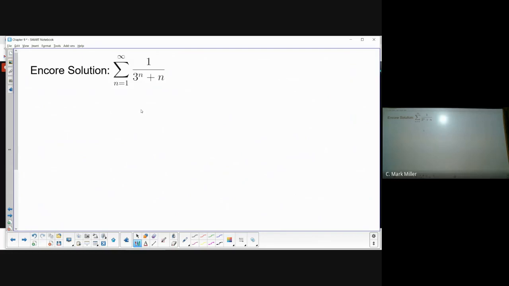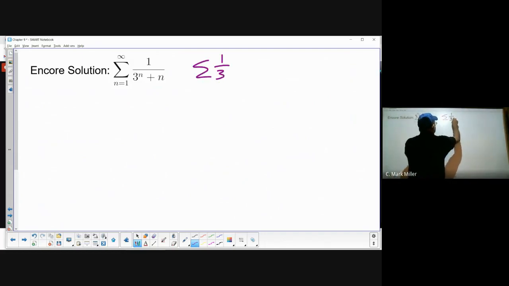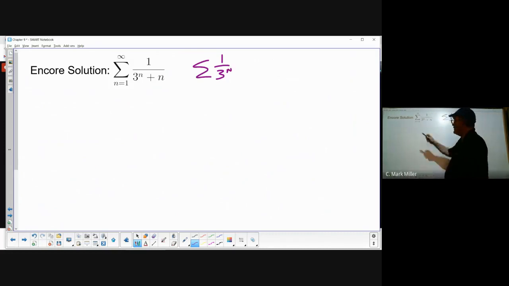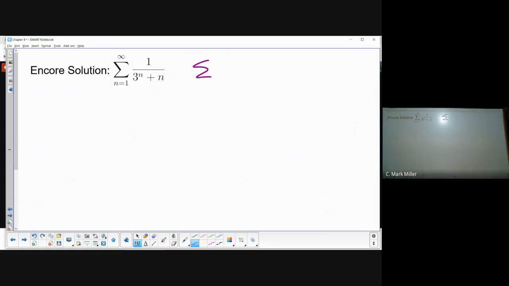And so we compared it to, don't write this down, we compared it to sigma 1 over 3 to the n. And since we made the denominator smaller, we suspect this converged, we made the denominator smaller, that is a bigger series that converges. And that's how we did it. Okay? Now, let's do it a different way. But the same line of thinking.